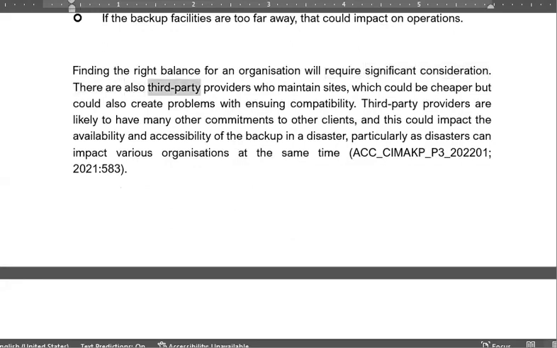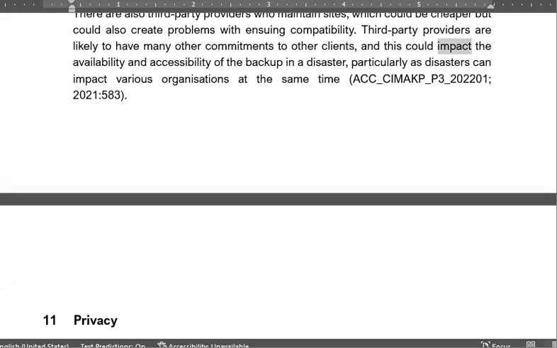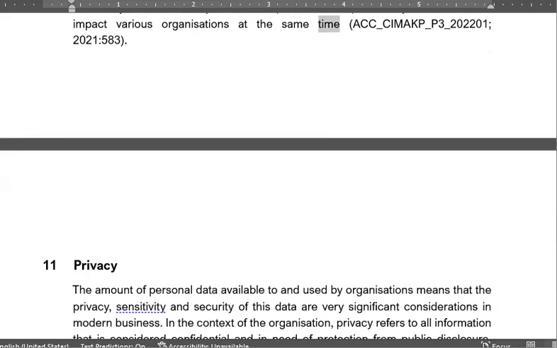There are also third-party providers who maintain sites, which could be cheaper but could also create problems with ensuing compatibility. Third-party providers are likely to have many other commitments to other clients, and this could impact the availability and accessibility of the backup in a disaster, particularly as disasters can impact various organizations at the same time.